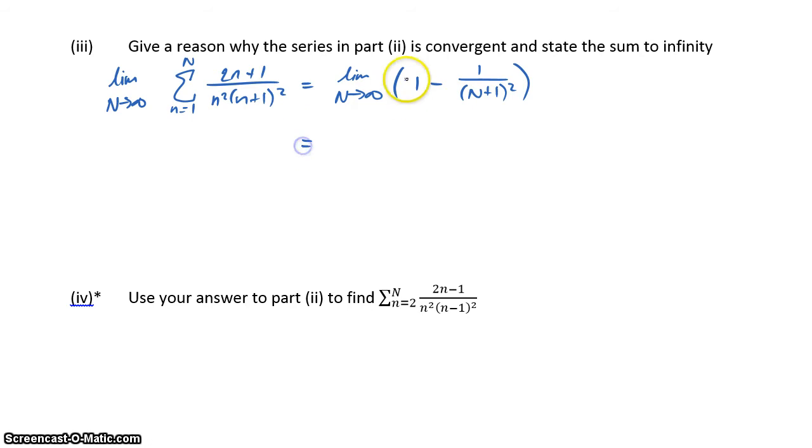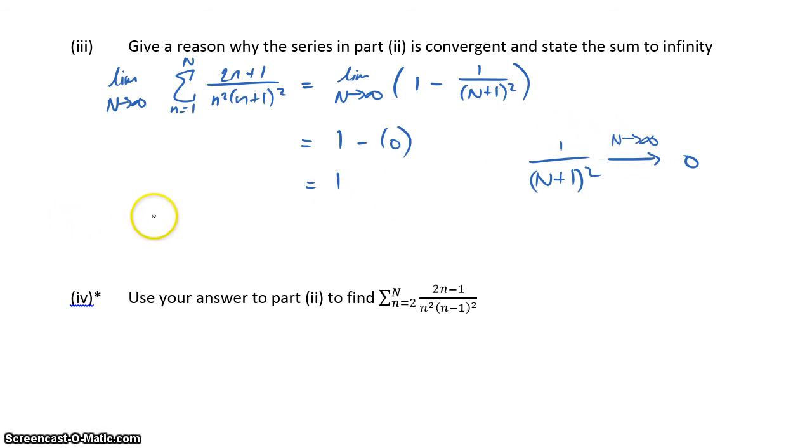And so we know the limit of 1 doesn't change, it is 1. But what happens as you go 1 over a bigger and bigger number? 1 over a million, 1 over a billion, 1 over a trillion. That 1 over thing just gets very, very small, and this approaches 0. So the limit is 1, and it exists because 1 over n plus 1 squared goes to 0 as n goes to infinity. So therefore, it is convergent, and the sum to infinity will be 1.